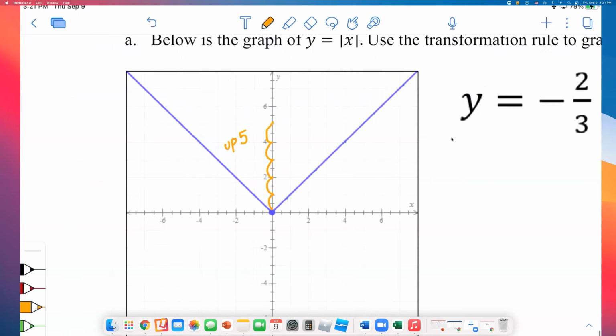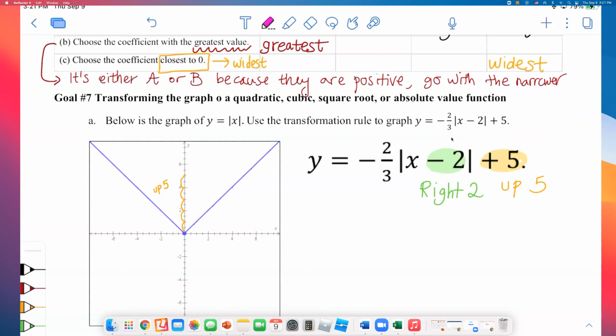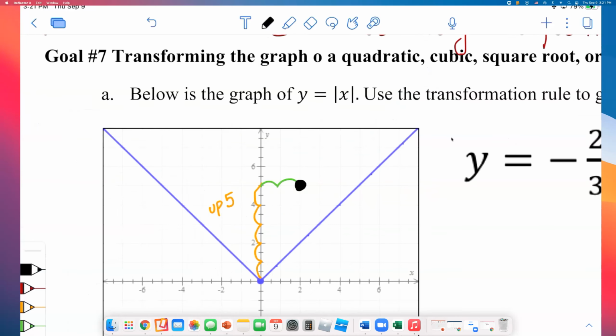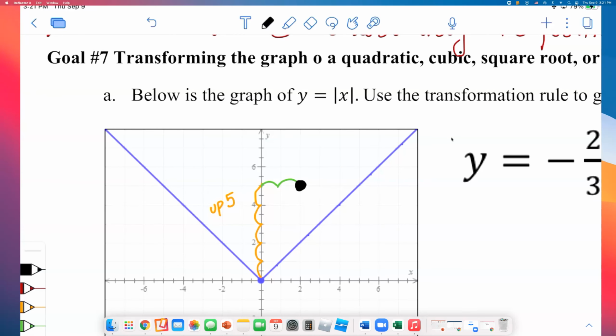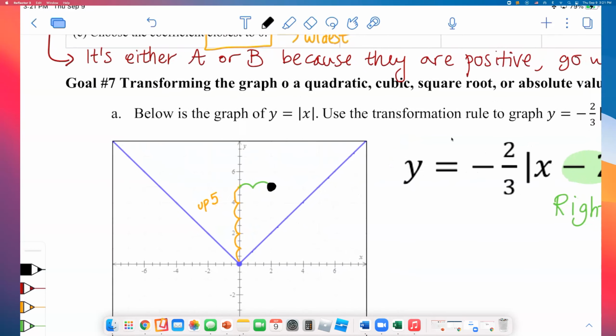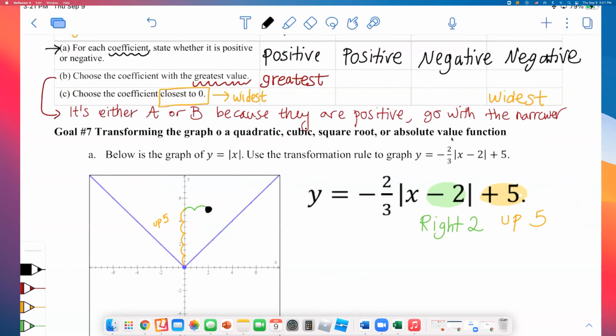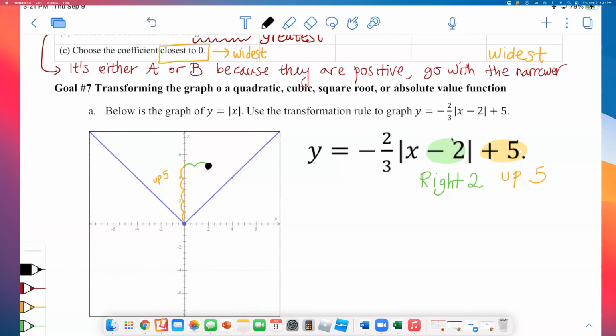And I need to go which direction? Right 2. So I'll go right 2. And this is going to be the new point. And you know the graph will look, let's see, what else though? We need to have a couple more points because 1 point is not enough. We just know that pointy end will be up there, okay? After that, we just have to plug in some points.